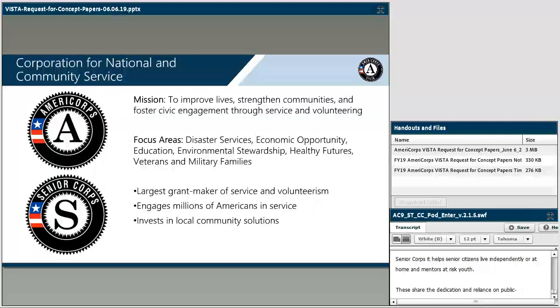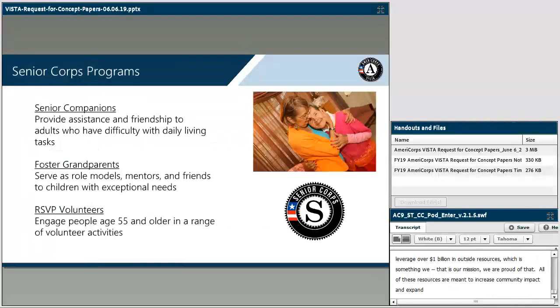Last year, together with our partners, our grantees leveraged over $1 billion in outside resources, which, of course, is our mission, and we're very, very proud of that. All of these resources were meant to increase community impact and expand access for resources all over the country and for all of our citizens.